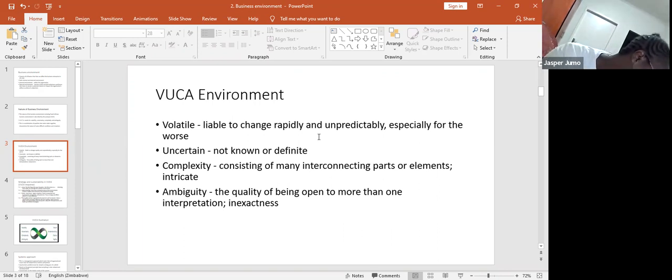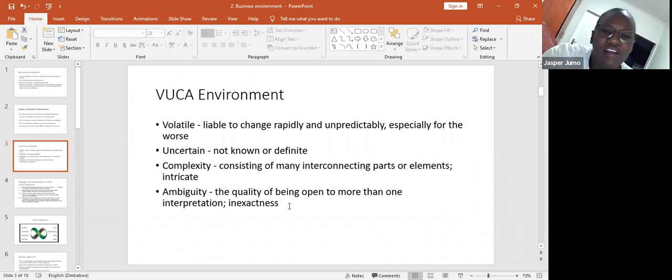Then lastly, we say that the business environment is ambiguous. When you say something is ambiguous, it means you cannot have one true meaning for it. The definition that I have there says it's the quality of being open to more than one interpretation. So one might look at it and come up with a certain conclusion, and another person looks at it and comes up with another conclusion. So this is the environment.